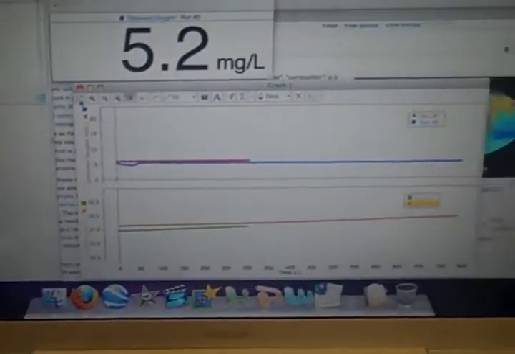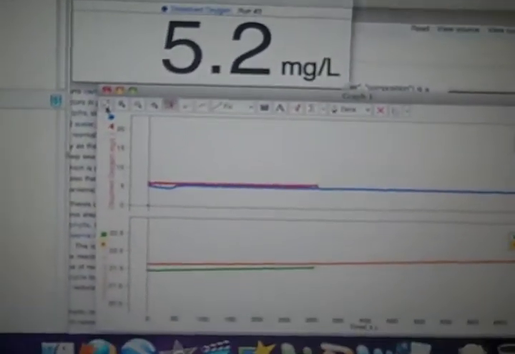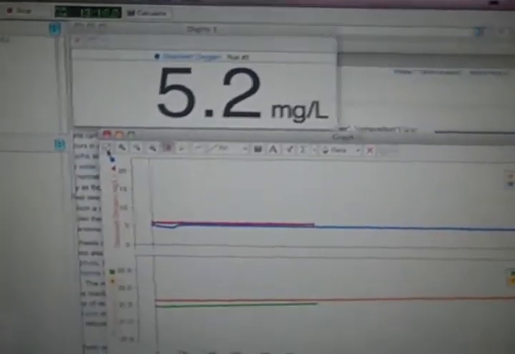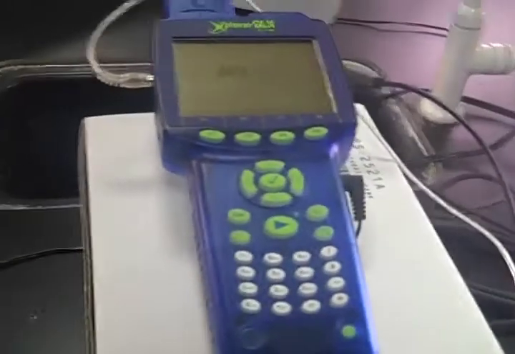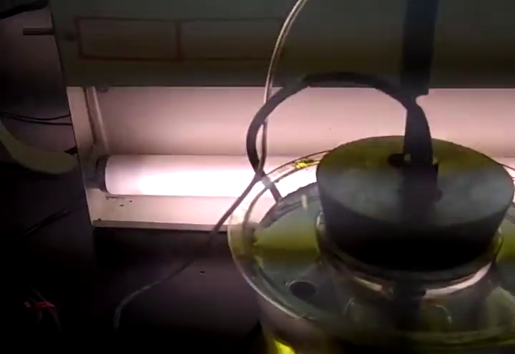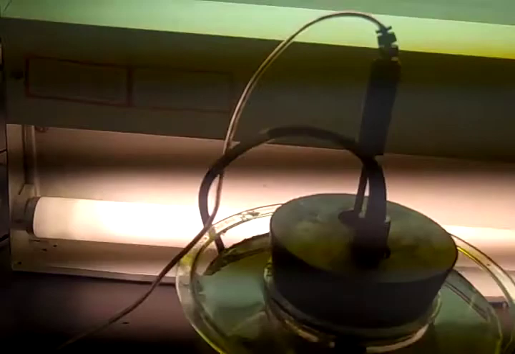Okay, so for today's photosynthesis lab, we are using Data Studio on this laptop. It's a program that records the dissolved oxygen level and temperature through the GLX. And the GLX is connected to the oxygen sensor, which is placed on top of the stir plate, which stirs. As you can see, this is making it spin. And we're using a fluorescent light right behind it as a light source.